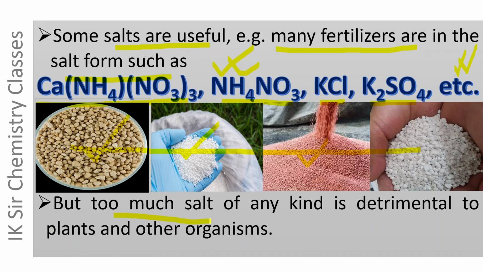Too much salt of any kind, whether fertilizer or not, is detrimental, that is harmful to plants as well as other organisms. These chemical fertilizers are in the form of salt. They contribute to the soil salinity. These chemical fertilizers are useful to increase the production of crops, but too much salt of any kind in the soil is detrimental or harmful to plants and other organisms.